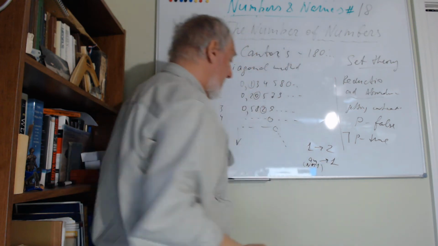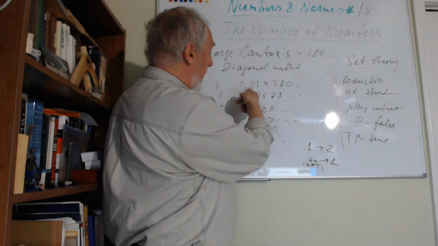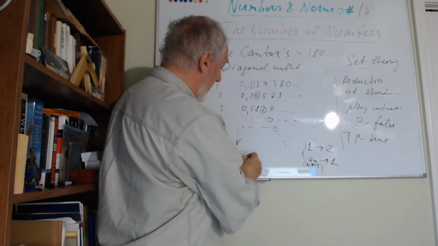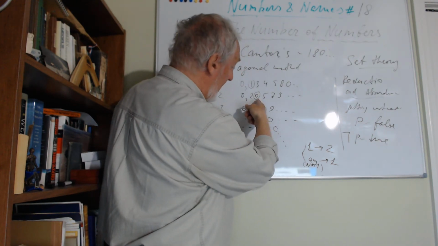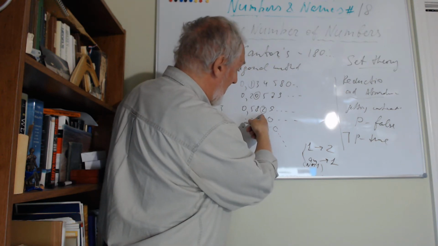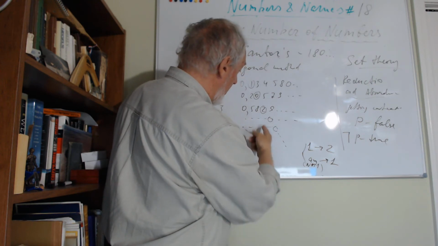Not 1. And write this diagonal thing. So here, the first number, what would it be according to this law? 2. Second, it would be 1. Third, 1. Right, 1.